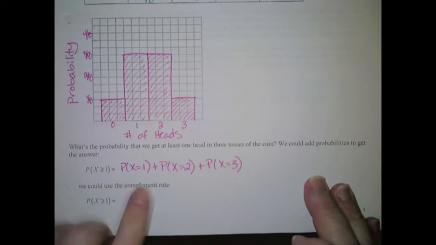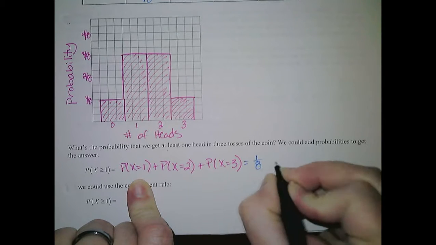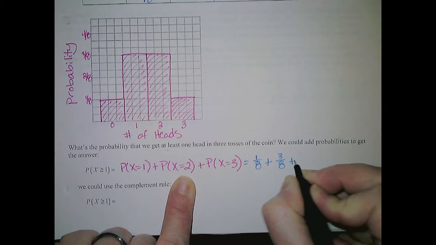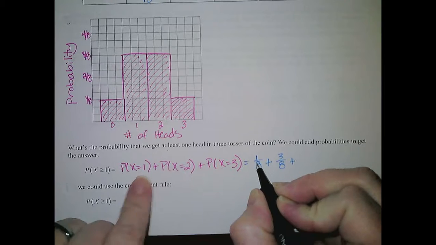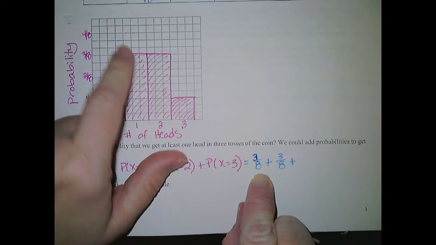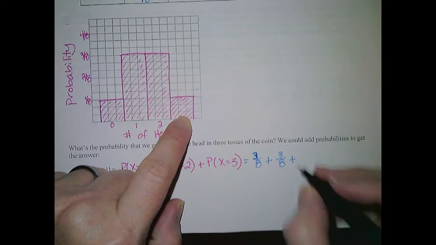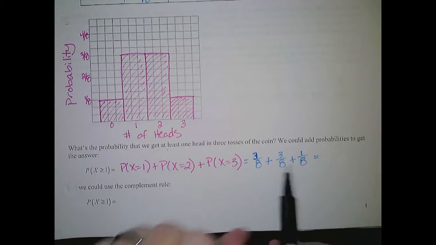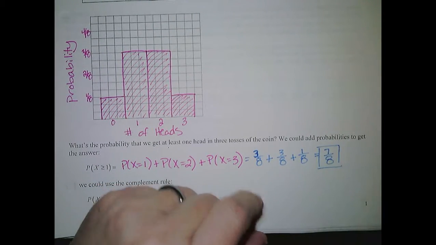So we said before the probability that X is equal to 1 is 1/8, plus the probability that X is equal to 2 would be 3/8, plus the probability that X is equal to 3. Oh, I'm sorry. Probability that X is equal to 1 is actually 3/8, not 1/8. So 3/8 is the probability of getting exactly 1. 3/8 is the probability of getting exactly 2. And the probability of getting exactly 3 would be 1/8. So if we add those together, we've got 3 and 3 and 1 gives us a total probability of 7/8.